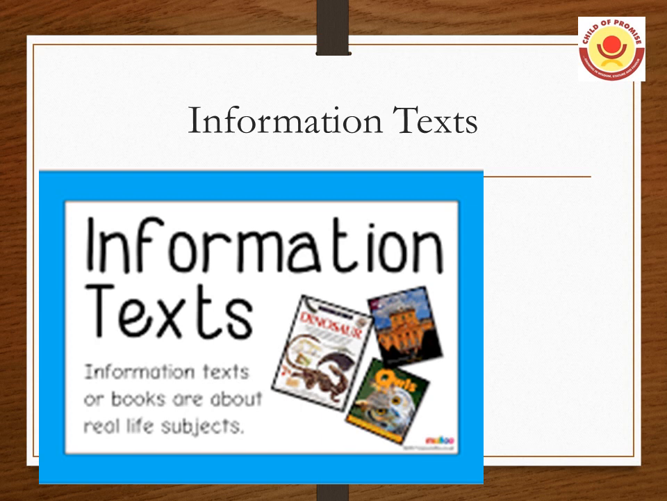Information text, or books, are books about real life subjects. This means that information texts or books are real life books. They are books that talk about real lives or real life situations. Don't forget that information text is all about real life. So we will say that information text is a non-fiction text because it's all about real life subjects.